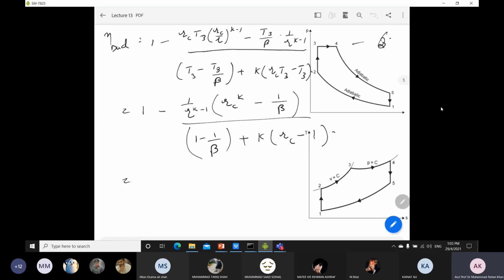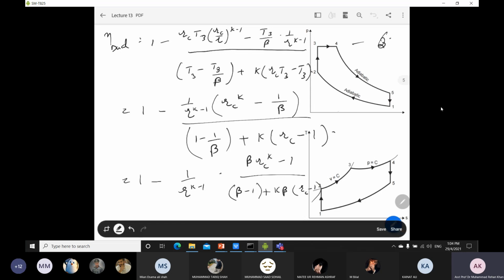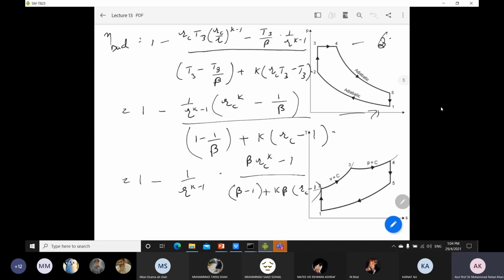Okay, so I can just rearrange it again, and it will be 1 over r to the power k minus 1, dot pressure ratio times cutoff ratio rc to the power k, minus 1, over pressure ratio minus 1 plus k times pressure ratio times cutoff ratio minus 1. Okay, this is the same equation. I will just rearrange equation number 7, and it turns out to be equation number 8.